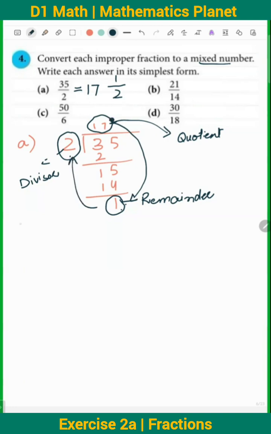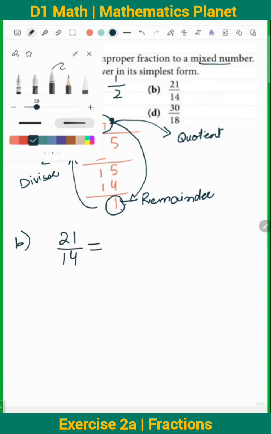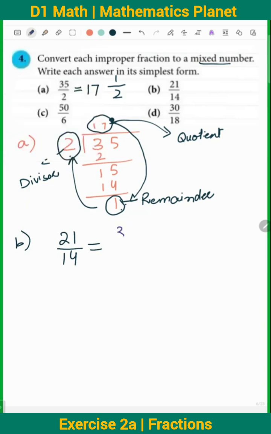Are you getting this? Yes. Okay. 21 by 14. Can we simplify 21 by 14? All of you participate. Yes, miss, we can. With which table? 7. 7 times 3 is 21. 7 times 2 is 14. So we can divide both by 7. So now we can divide 3 by 2 like this.